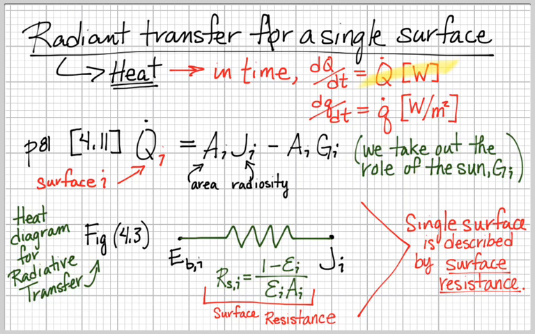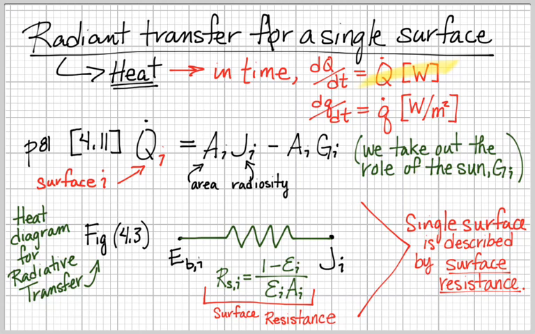And so when I want to think about that in a quantitative fashion, what I do is a heat diagram or a thermal circuit for radiative transfer, which you'll see in figure 4.3 in the textbook. On the left, you have the energy of the black body for surface I. On the right of that circuit diagram, you have the radiosity of surface I. And in between, you'll see what looks like a normal electrical resistor. Well, it's a thermal resistor here. And what we're describing is the surface resistance, Rs.